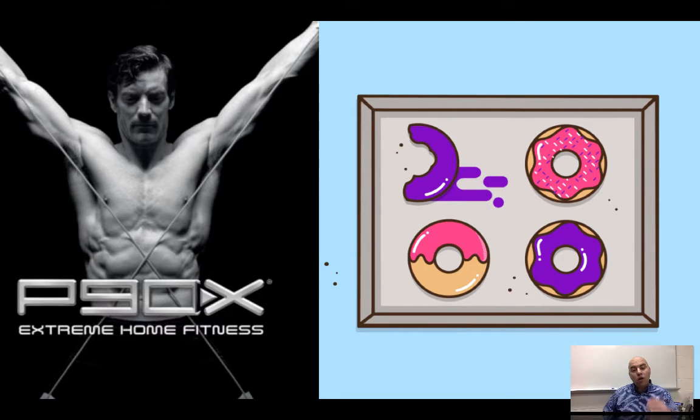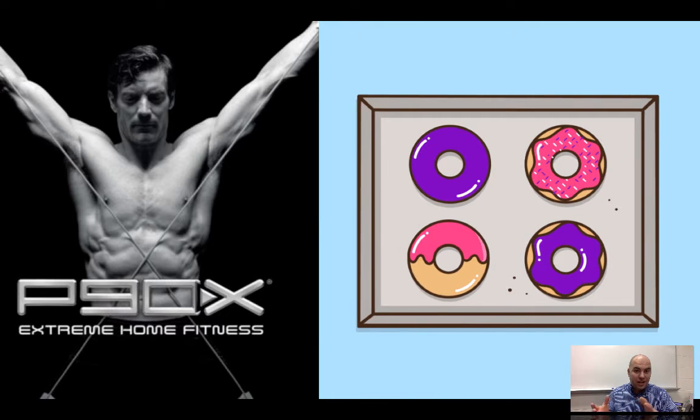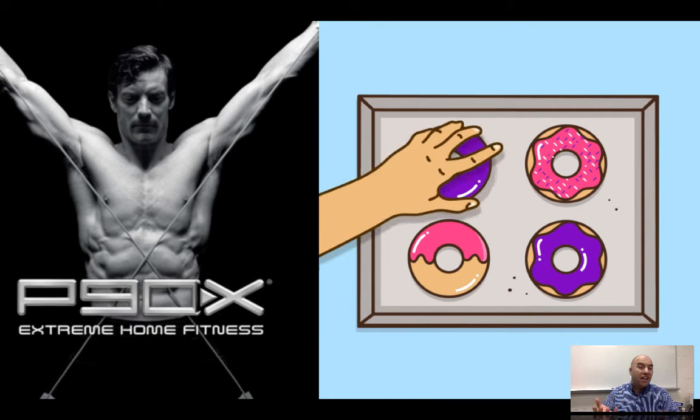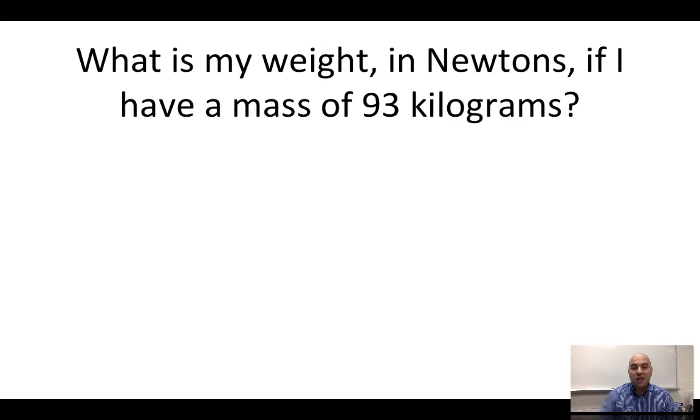So what we're going to do today is figure out how to use weight in these force diagrams by making fun of me. So here's what we'll start out with. Let's say that I have my weight. I want to figure out my weight in newtons if I have a mass of 93 kilograms. Now, also remember, you should be able to go from pounds to kilograms. But in this case, we'll keep it easy. I have a mass of 93 kilograms. What's my weight in newtons?